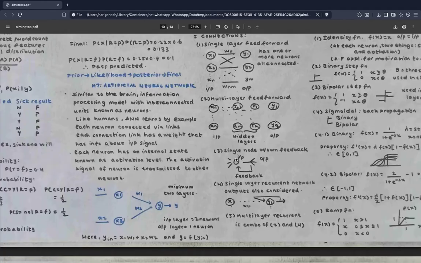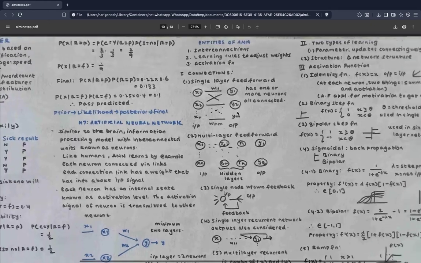Single node with its own feedback, obviously just a single node, and then the input is its own output. It comes back as feedback. Single layer recurrent network, where outputs are also considered as an input. So one of the inputs coming into this Y1 is its own output. So Y out becomes an input later. And in multi-layer recurrent, this is basically a combination of multi-layer feed forward and single layer recurrent. Basically, this happens in this. So you just combine the two diagrams.